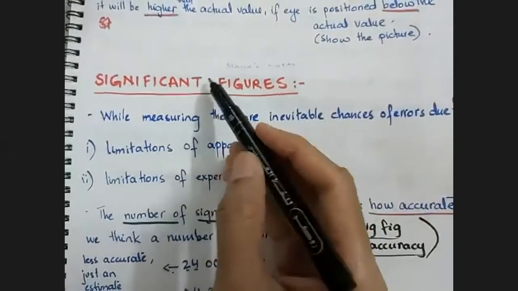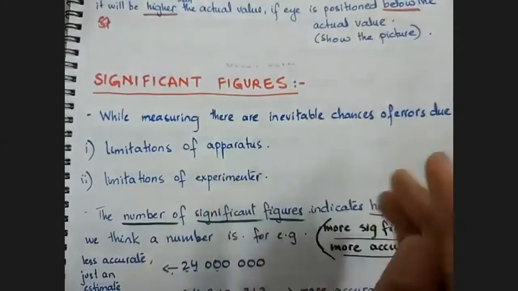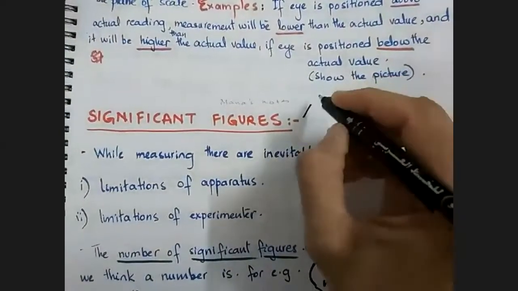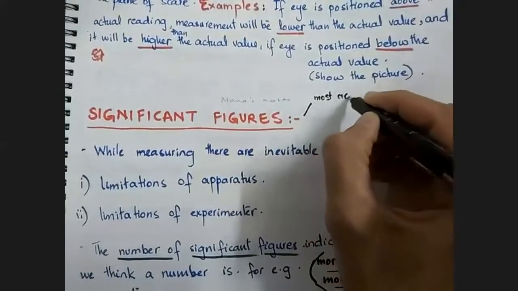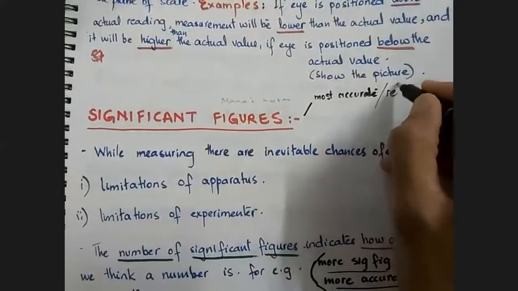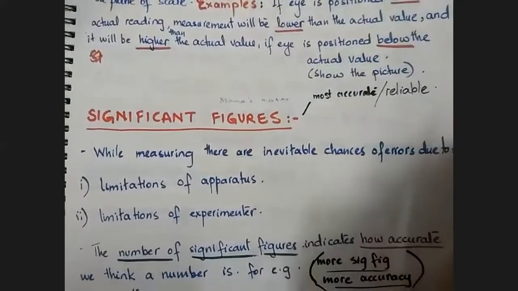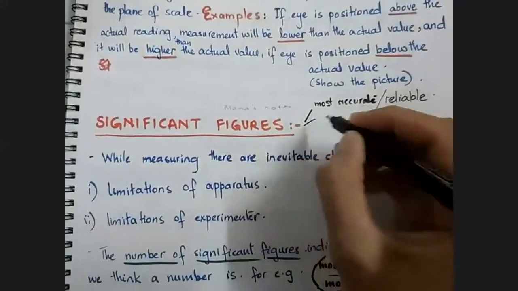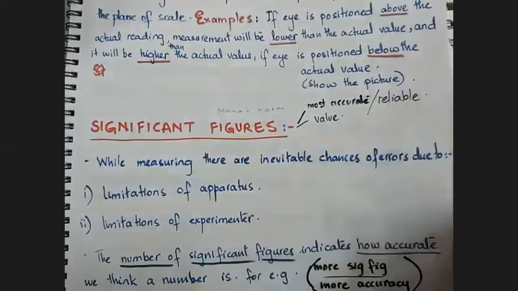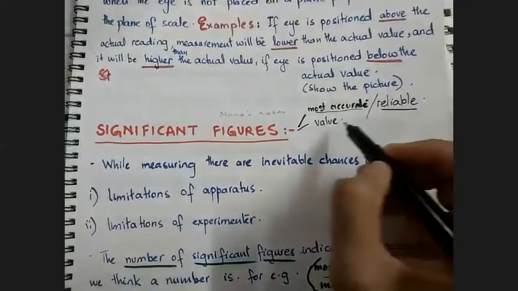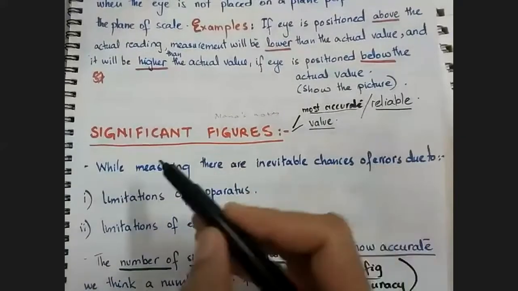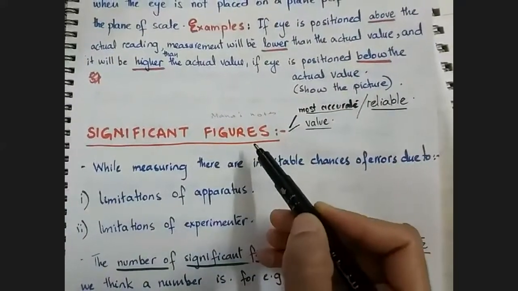It has a lot of meanings. In physics, chemistry, and in math, we will deal with significant figures. It means, first of all, the most accurate or most reliable digit in a number. And second, highest value. What value does it have? So most accurate, most reliable, and the value. These are the two meanings of a significant figure.